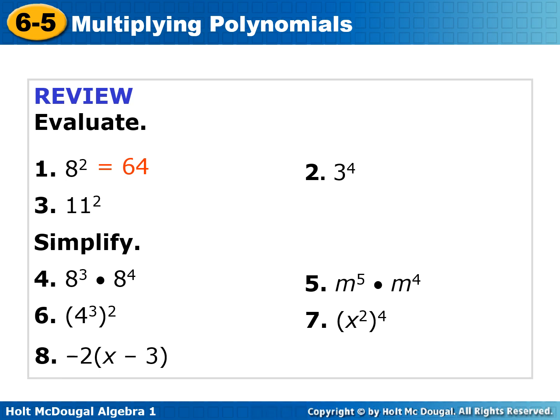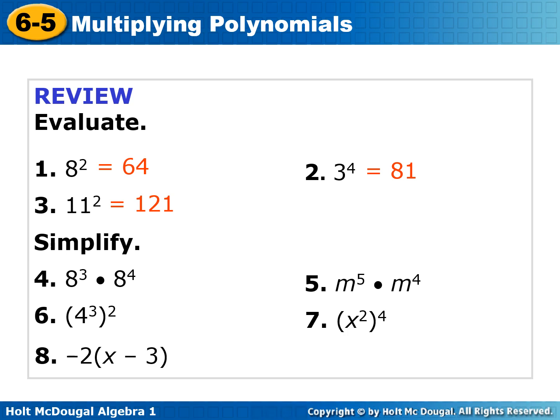Same thing applies with number 2 and 3. But for number 2, the base 3 must be multiplied to itself 4 times. So that will become 81 since it's 3 times 3 times 3 times 3. And for number 3, that's 121.